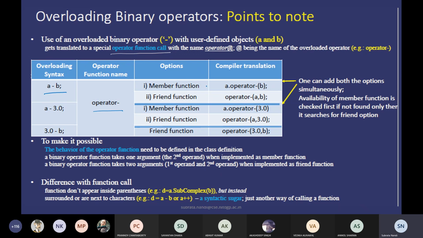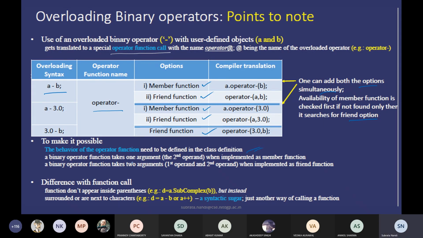In the first case, we have got the member function and the friend function, both the options. In the second case also we have got both the options, but in the third case we have only the friend function option. So one can add both the options simultaneously. Availability of the member function is checked first. If not found, only then it searches for the friend function option. And to make it possible, the behavior of the operator function needs to be defined in the class definition. So that we have found.